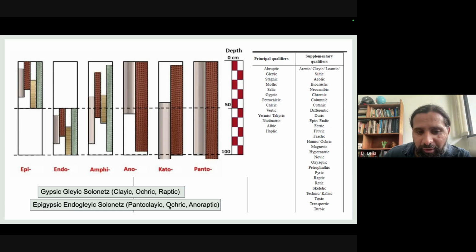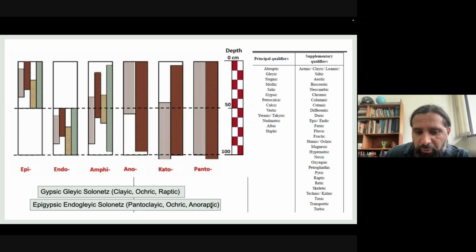And then we add other prefixes to other qualifiers. So let's say that, for example, the clay texture is universal. So the clay texture starts at 0 and ends before 100 or at 100. No problem. I have here the panto prefix. So pantoclayic. The ochric, we don't add to it.